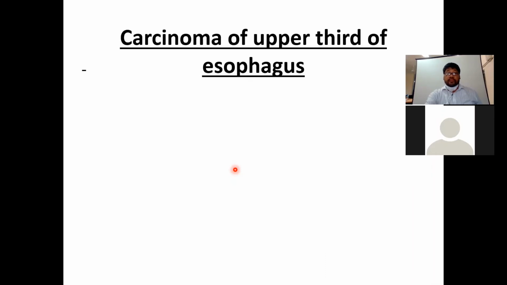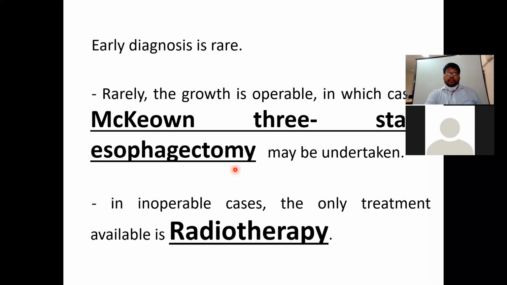So carcinoma of the upper third of the esophagus. When the upper third is involved, we have to go for a surgery which is known as McKeown's three-stage esophagectomy. So if it is an operable one, then we go for McKeown's three-stage esophagectomy. Otherwise, if it is an inoperable case, then simply we have to go for radiotherapy.